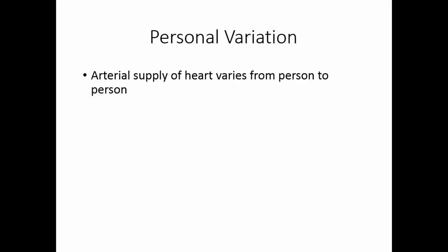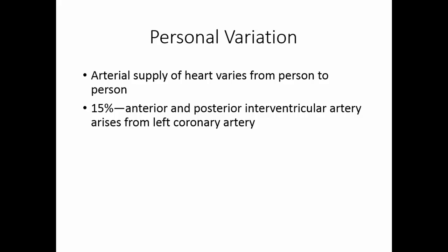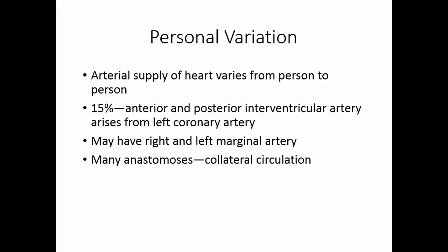The arterial supply of the heart will vary from person to person. For example, about 15% of the population have their anterior and posterior interventricular artery come from the left coronary artery. It is possible to have both a right and left marginal artery. And the number of anastomoses varies from person to person. The anastomoses give you collateral circulation.